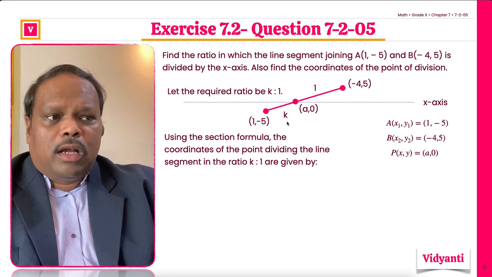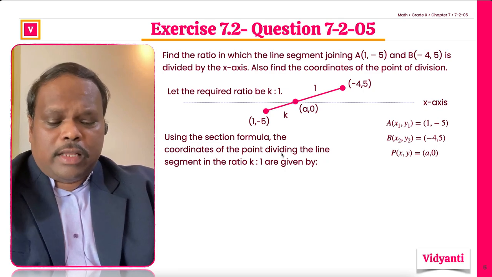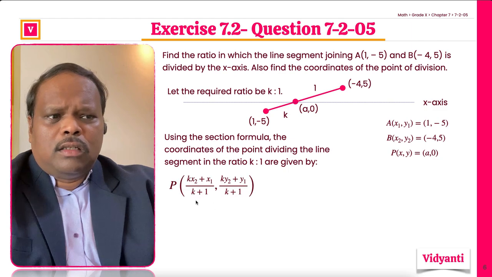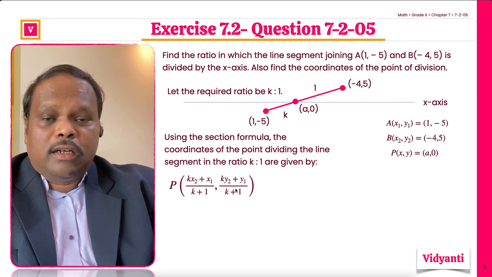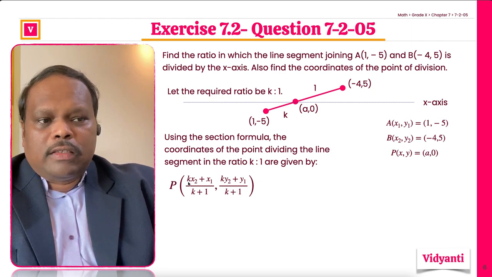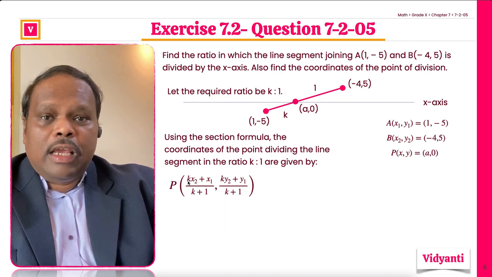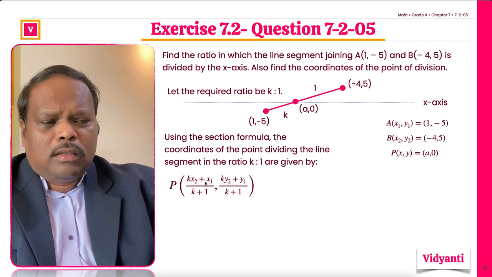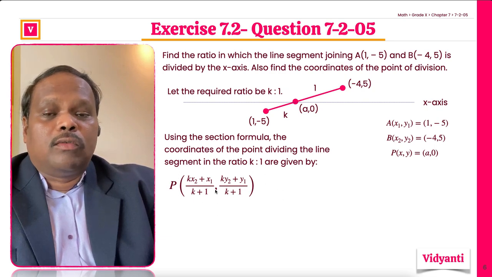When we have the section formula, we normally use m is to n and then we cross multiply, m x2 plus n x1, like that. But if we have k is to 1, then the intermediate point's coordinates will be given by this one. Now, is it a different formula? Absolutely not. Instead of m is to n, now we are replacing m by k and n by 1. Since it is 1, we are not even writing it. So it's the same formula, but instead of m and n, now we are using k and 1. This formula is not different from what you see in the textbook.